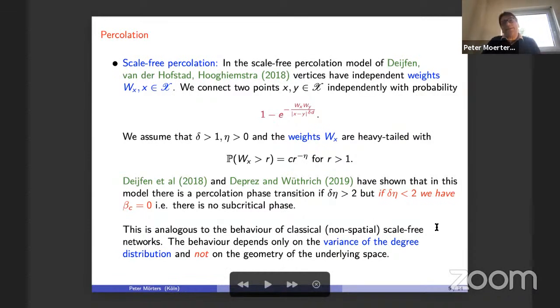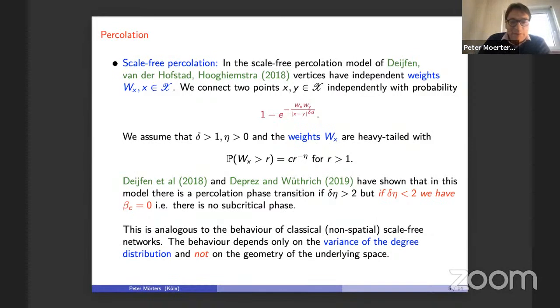So this is somehow an example that's not quite so typical, because this is almost not spatial. This behaves like a non-spatial model. But what we will see in this talk is that there are also genuinely spatial models where we cannot have a subcritical phase, or where there are regimes with a subcritical phase and regimes without. And in order to study this systematically, I now introduce a model that encompasses all the models that we've seen so far in one framework.